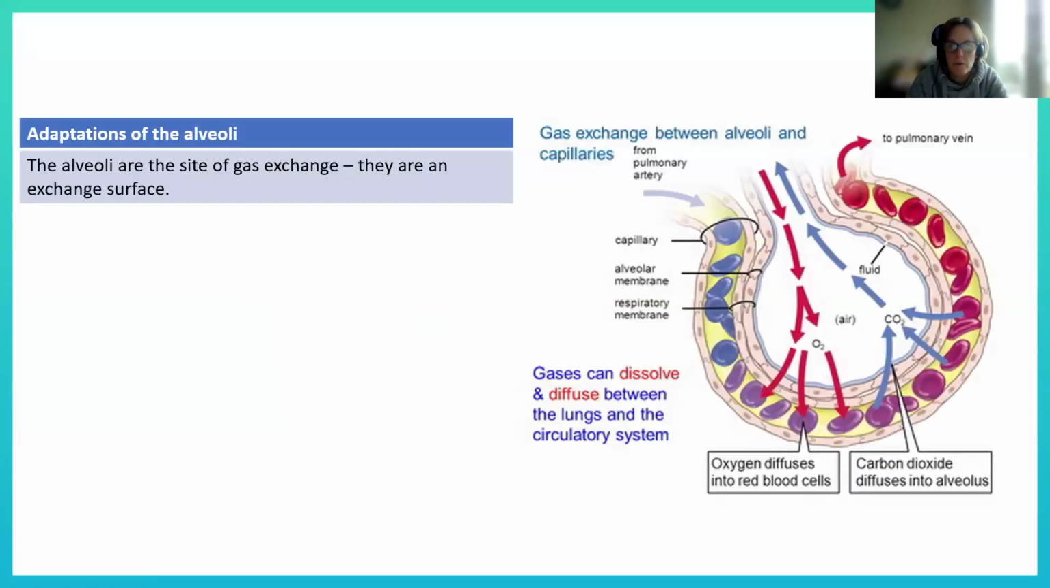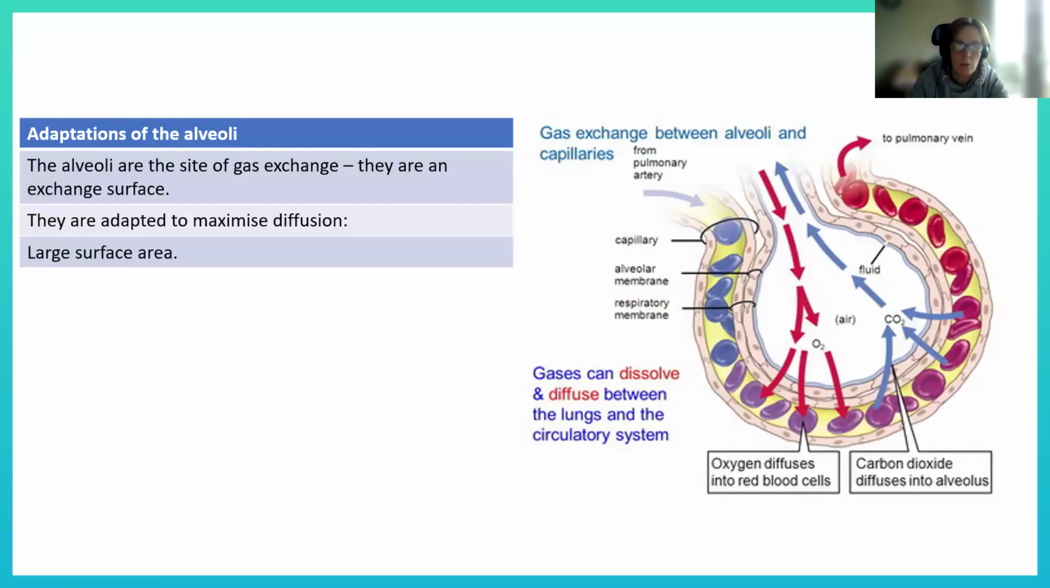So adaptations of the alveoli then. Because they have this sort of spherical shape, it gives them a really large surface area and they're an exchange surface. So we need to maximize that surface area for diffusion. And as I've said earlier, they have this amazing blood supply with all of these capillaries. They're like little nets around each alveolus. It maintains the concentration gradient because the circulatory system is constantly supplying new blood to the area to re-oxygenate and to offload the carbon dioxide.